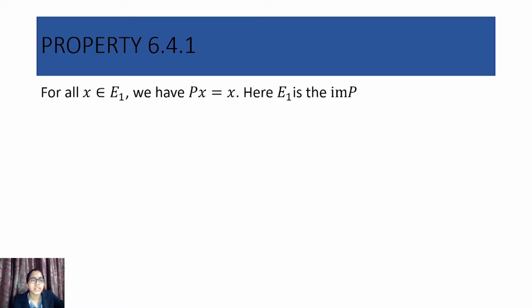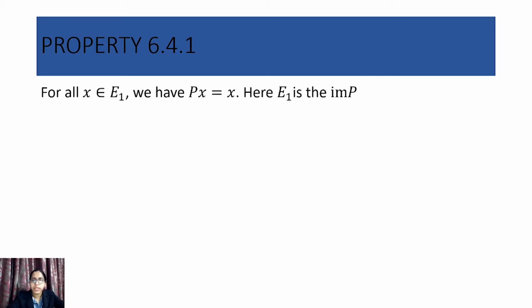So the first property is that for all x element of E1 we have P of x equal to x. That is, P when restricted to E1, where E1 is nothing but the image of P. P is an operator from E to E, and we can find the image of P. So P restricted to E1 will give the element of E1 itself, that is P of x is equal to x. That is true for every projection. The proof is very simple. Let's see how we can do it.